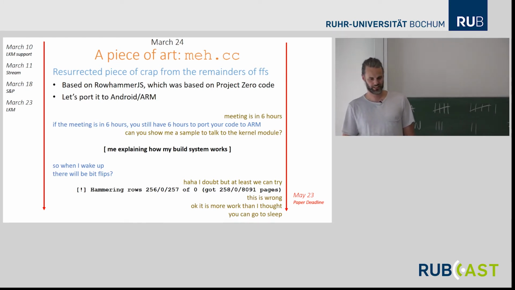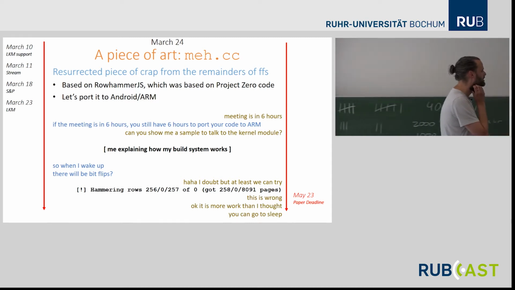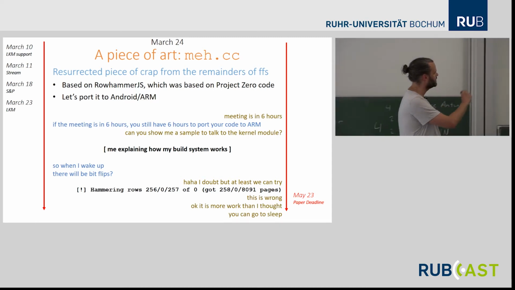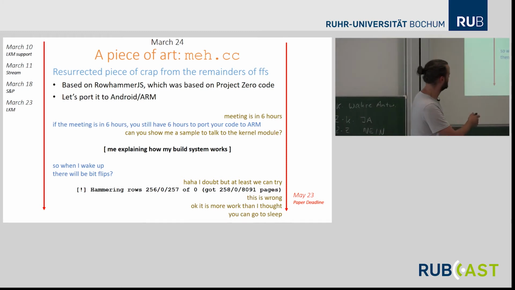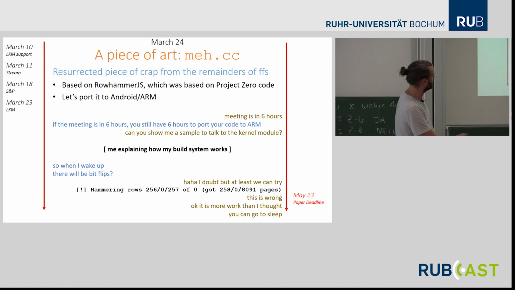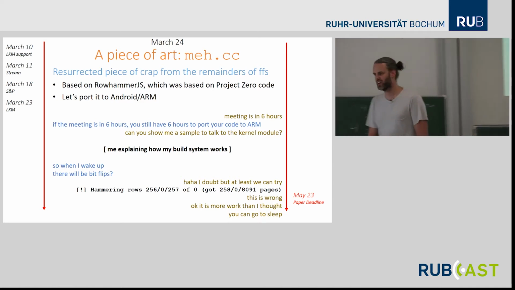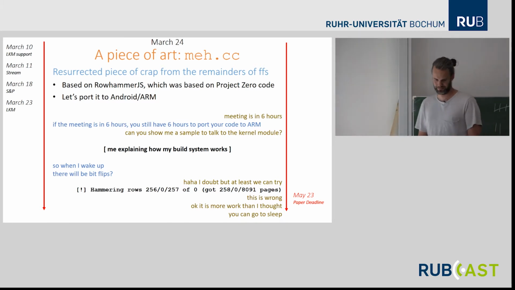No doubt, but we can at least try. And then he was showing some output saying, yeah, I'm hammering rows, and then I got 256 and 257, but this is 0, and this is a weird number, must be wrong. You can go to sleep, I will fix it. Okay.